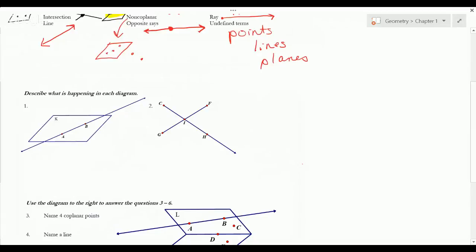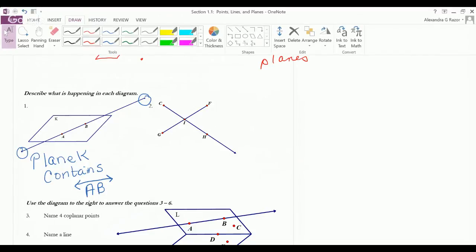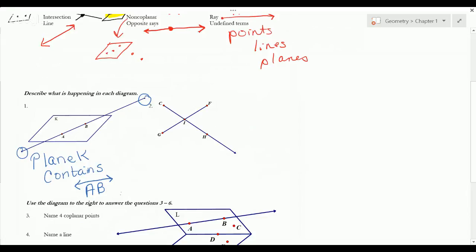All right, so now we have some examples, and the first one we need to do is be able to describe what it's saying. Well, first of all, if you notice, I have this parallelogram here, so I'm going to call that plane K, and you see how this line has arrows at both ends of it, so we know it's a line. Since that is on top of it, we use the word contains. So plane K contains line AB. And remember, line AB can also be written as BA. Either way, those mean the same thing.